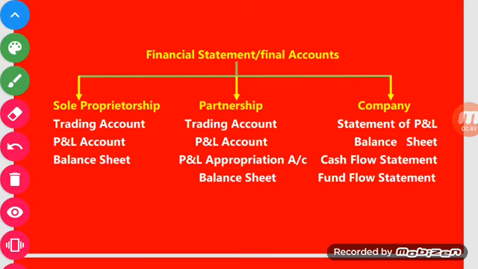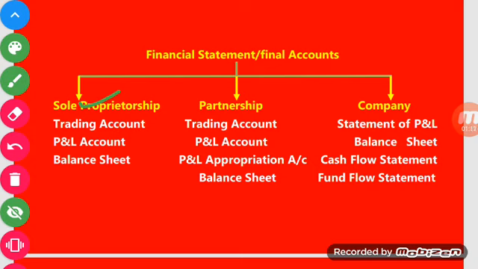Before going to this topic, we need to discuss the financial statements or final accounts of different types of organizations. As you are seeing on the screen, in a sole proprietorship business, three accounts are prepared as final accounts: trading account to find out gross profit and gross loss, profit and loss account to find out net profit and net loss, and balance sheet to know the fair picture of the organization.